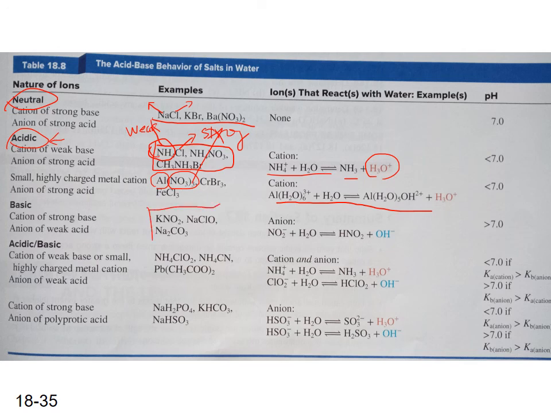In this salt, the cation comes from a strong base. The anion is weak, coming from a weak acid. Note NO2 is not NO3. NO3, nitric acid, is a very strong acid. HNO2 is a weak acid, and so NO2 will hydrolyze, add water, go back to this weak acid, and generate hydroxide, and so that makes the solution basic.